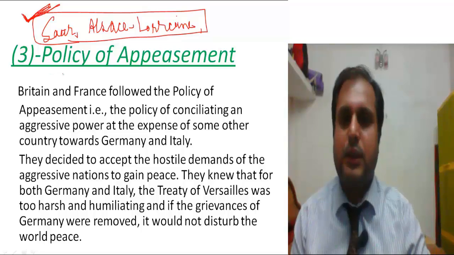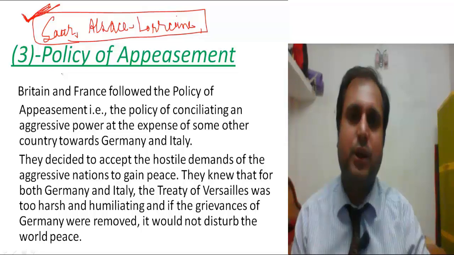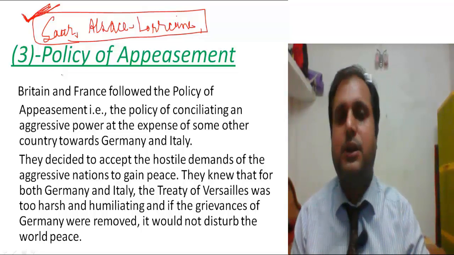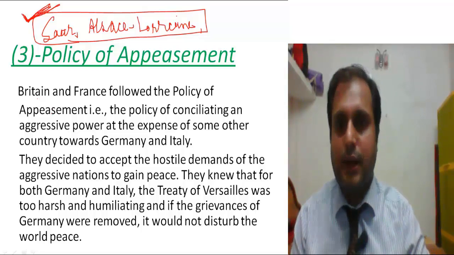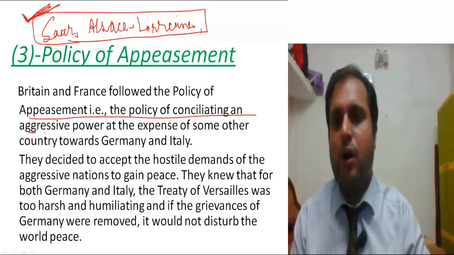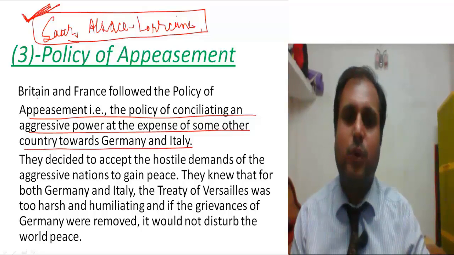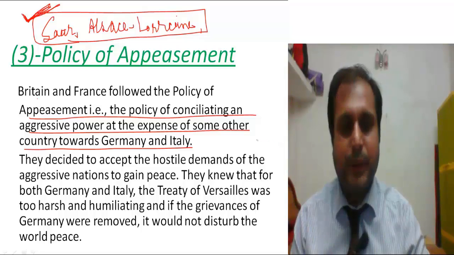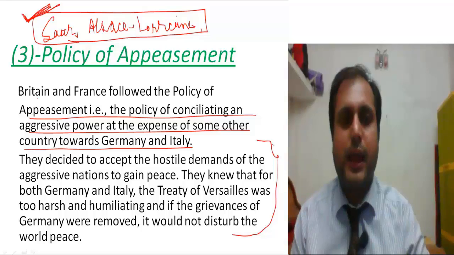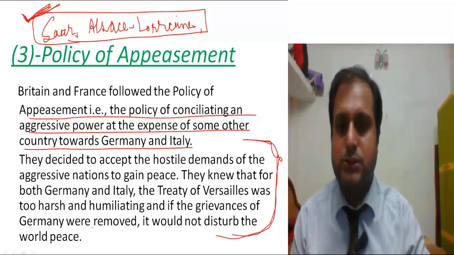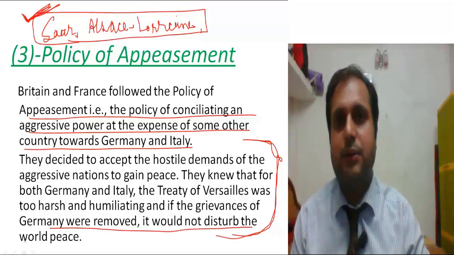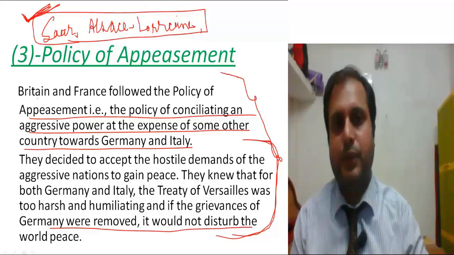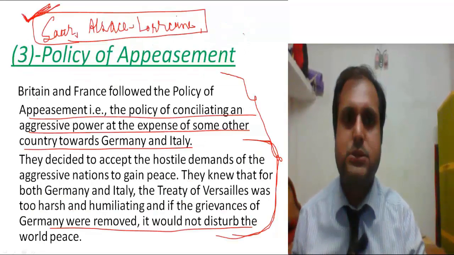But it did not happen. Even after capturing one country after another, Hitler continued to capture the next territories also, and it led to the Second World War. So here we can see the policy of appeasement, the policy of conciliation of an aggressive power at the expense of some other countries, towards Germany and Italy. Since the very beginning, Germany and Italy were preparing for war and capturing countries, but USA and Britain maintained silence because they thought that if the genuine grievances of Germany were removed, Germany would stay silent and everything would be solved peacefully. These are the main points of the policy of appeasement.